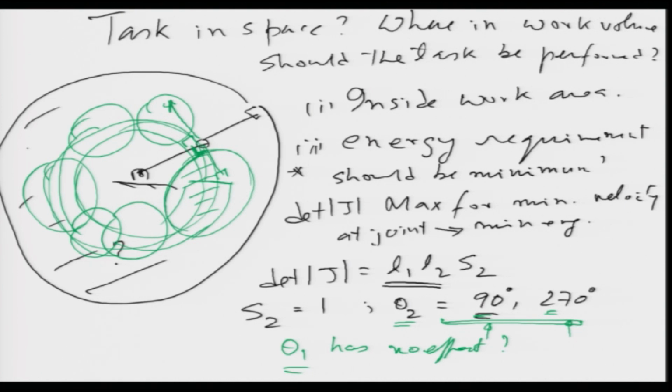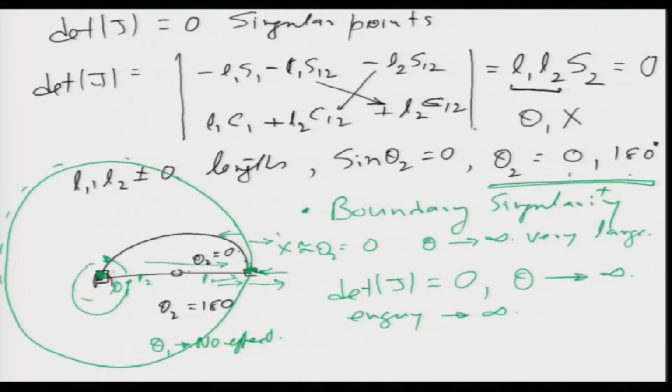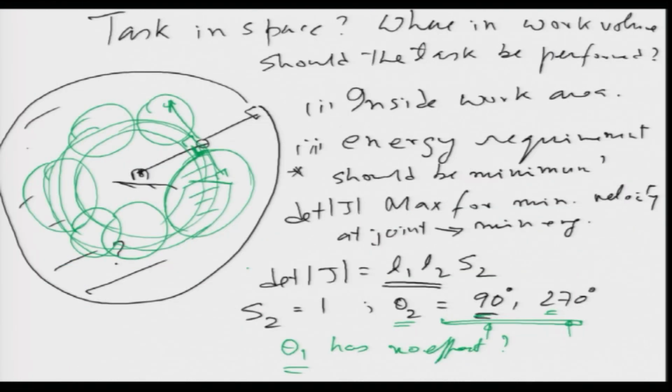So, this answers two important questions. First, singularity, where you should not go, which is very clear from here: wherever the determinant tends to go towards 0, your joint velocities will tend to become very high. The second is where in the workspace you should perform a task, and this is also answered from here, that it should be such that your joint angle theta is in this range, which means this area. For humans also, it is interesting to note that we also satisfy this condition.